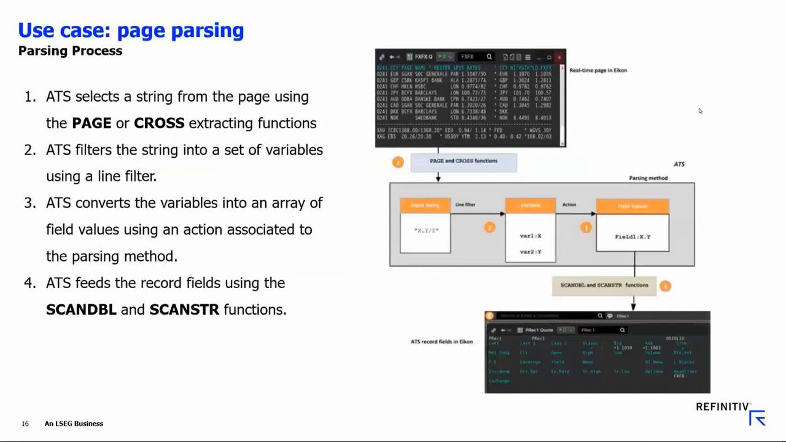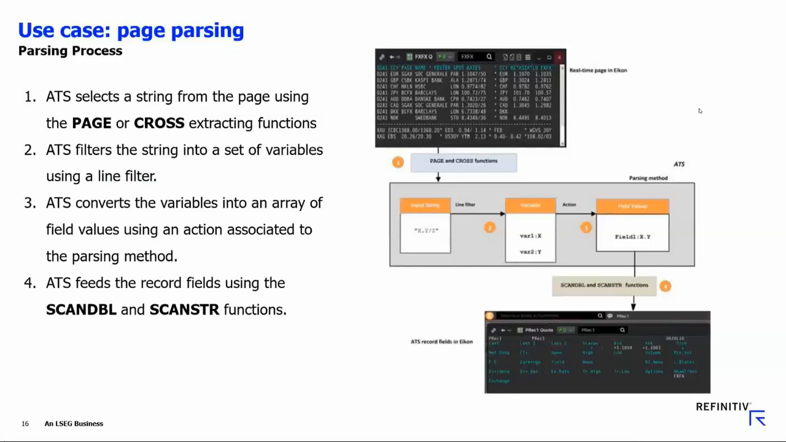Thank you, Vesna. So we'll start talking about page parsing a little bit. You can see on the page the example of page parsing. The ATS is selecting a string from the page using the page or cross extracting functions. Page is the standard ATS function that extracts static data from a real-time page or page record. The cross function is a standard ATS function that extracts dynamic data from a real-time page or page record.